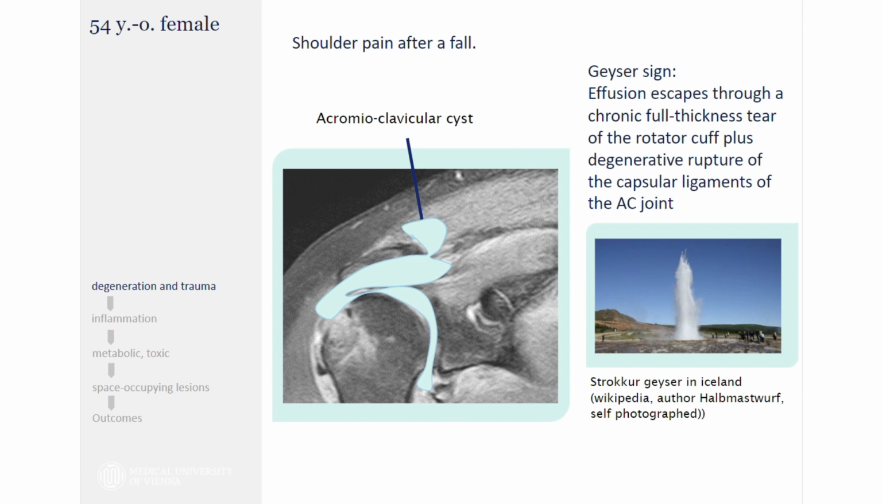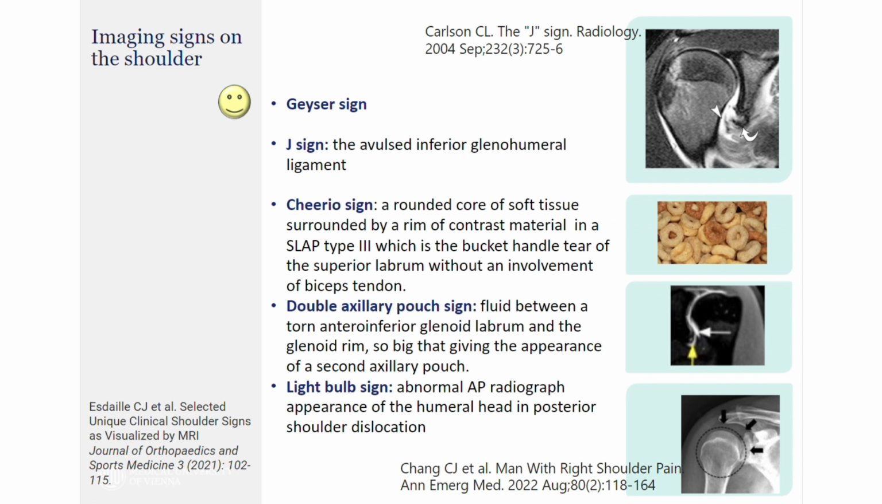So you have a lot of radiological signs, I only mentioned here 5 of them. If you go to this publication, then you find altogether about 10 such radiological signs in the shoulder. You have the J sign. That is an example that you see here. That is if after a luxation, there is an avulsion of the inferior glenohumeral ligament.